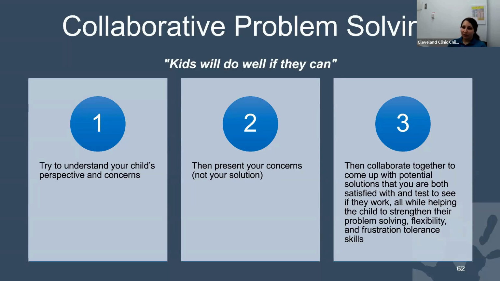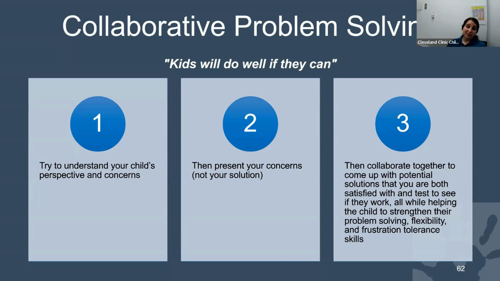And so more about what this might look like: kiddo wants to go to the park, but it's raining. So, trying to understand, what is their perspective? Maybe it's the end of the fall and they're afraid that they're not going to get to go to the park again for a while because it's going to start snowing soon. That's where they're coming from. Not just that they can't go to the park today, but that they're afraid they're not going to be able to go to the park again for a few months.